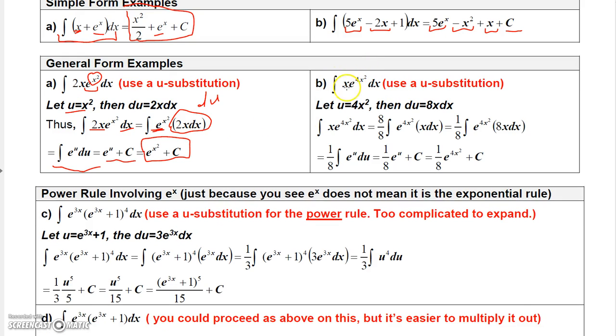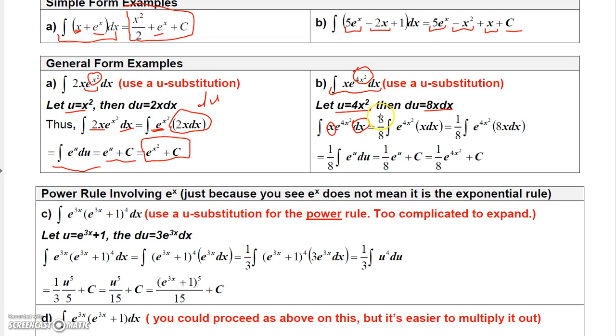Now here's a similar one, but it's not exactly the same. It requires a little more work. Here we have x e to the 4x squared. Again, I see e raised to a function, so I'm going to let u be that function. I'm going to let u be 4x squared. Then du would be 8x dx. Now notice here I have x dx. I don't have 8x dx. So I need to figure out a way to get an 8 in here.